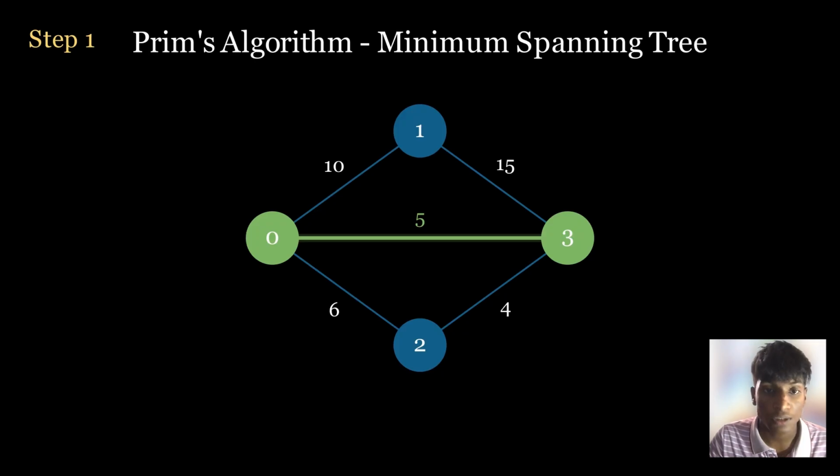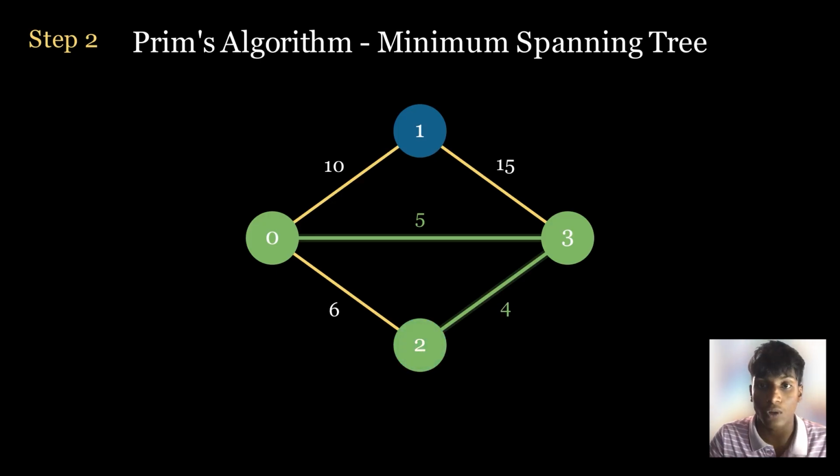So we add node 3 to the tree. Now the tree contains nodes 0 and 3. We again look at all possible edges connecting the tree to outside nodes. So we choose the smallest valid edge, which is from node 3 to node 2. So node 2 is added to the tree. Now the tree contains nodes 0, 3, and 2. We repeat the same process again, and the smallest edge that connects a new node is from node 0 to node 1. So we add node 1 to the tree.